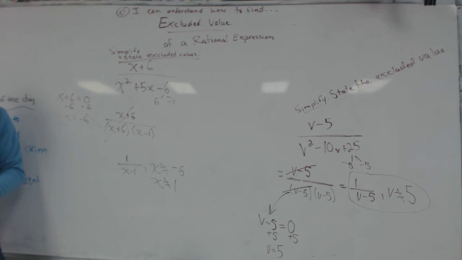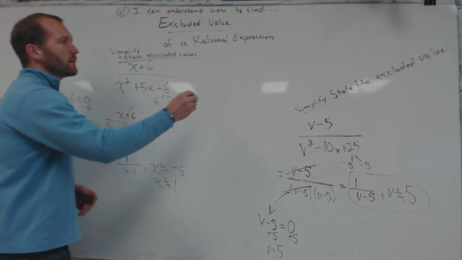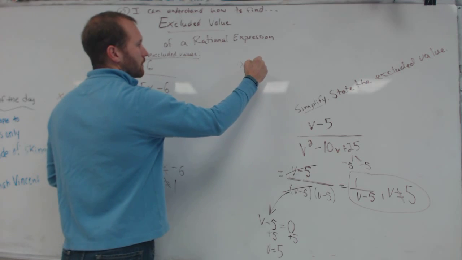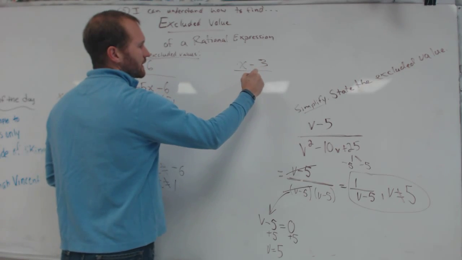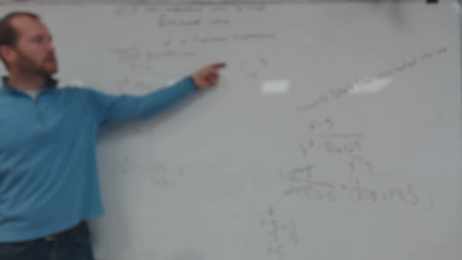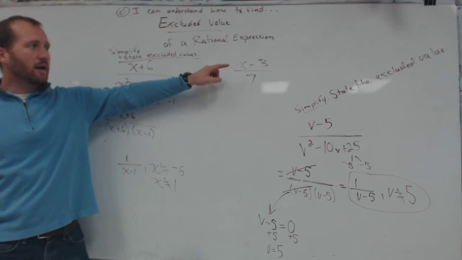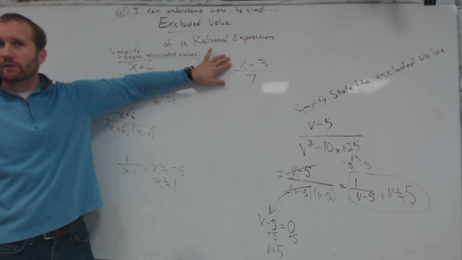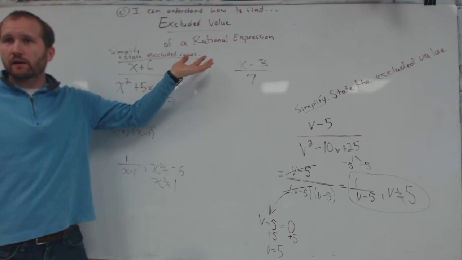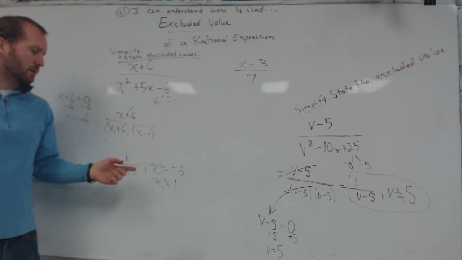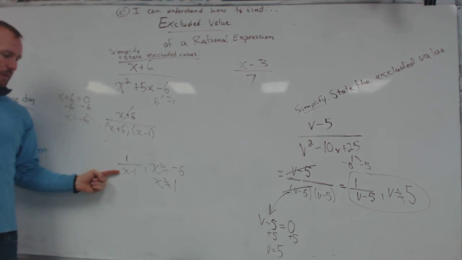But what if you have one in the numerator? If it's in the numerator, it doesn't matter, because in the numerator we can have zeros. So if I had something that came out to x minus 3 over 7, there's no excluded value for this. If x is 3, then I have 0 over 7, which is 0. That's a perfectly acceptable answer. The problem with the other one is that when I try to divide by 0, I get an undefined answer.